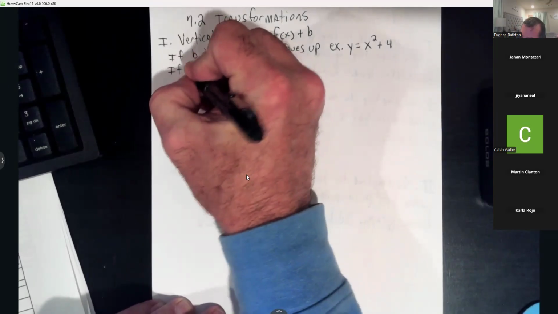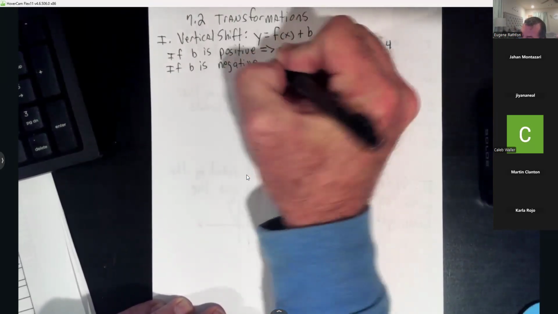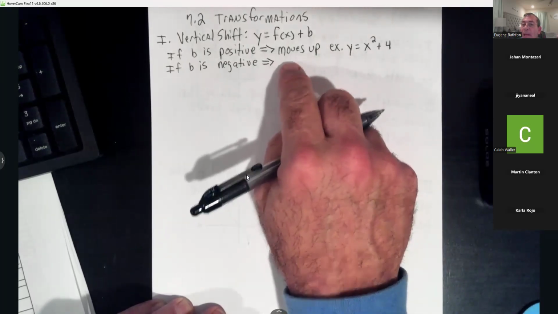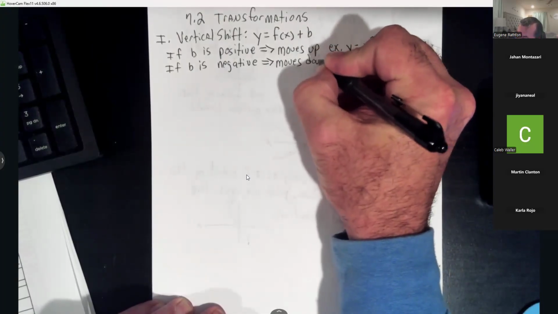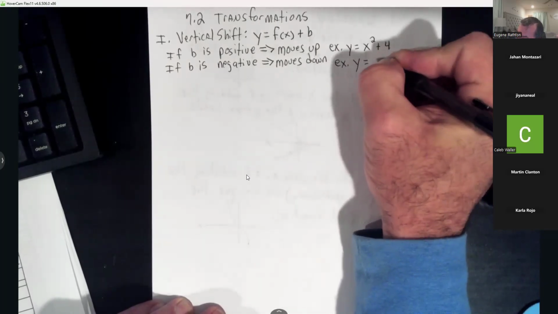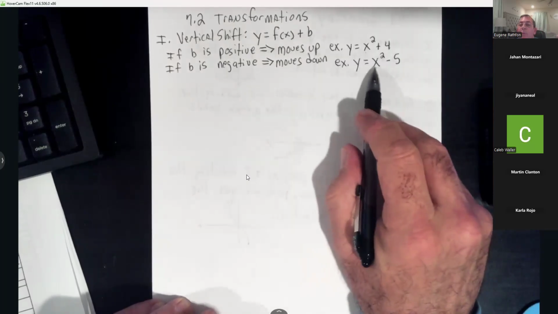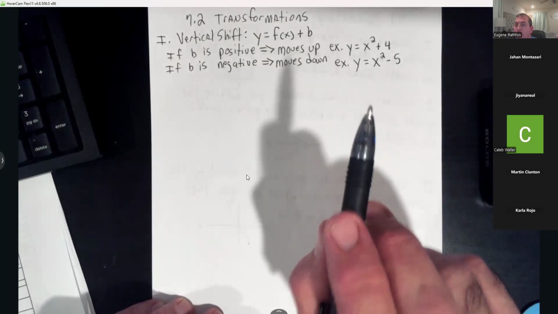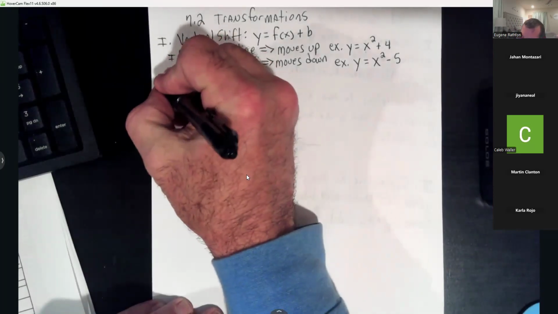Y'all, if that b is negative, so if I subtract a number at the end, it's going to move my graph down. So an example of that would be y equals x squared minus 5. This would take the x squared basic graph and move it down 5 units. Okay? All right, the next move.